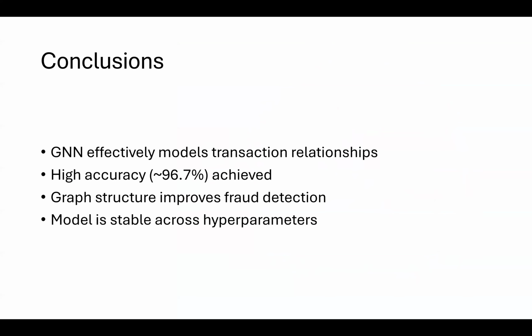And to conclude, graph neural networks are effective for modeling relationships in transaction data. We achieved a high accuracy of around 96.7 or so. So using graph structure clearly improves fraud detection performance, and the model also remained stable across different hyperparameter settings. So overall, this shows GNNs are a strong approach for this problem.